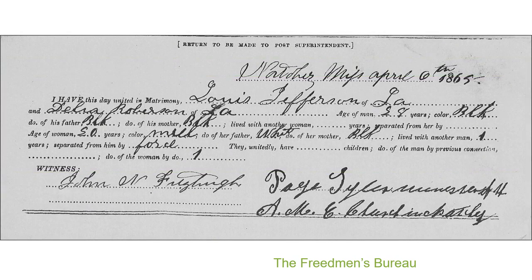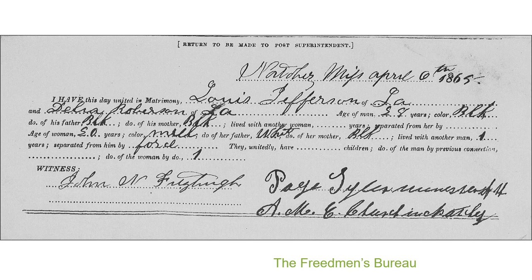Here is a marriage record from the Freedmen's Bureau collection. It is dated April 6, 1865 at Natchez, Mississippi. It states, "I have this day united in matrimony Lewis Jefferson of Louisiana and Delia Robertson of Louisiana. Age of man, 28 years. Color, black. Color of his father, black. Color of his mother, black." Then the rest of his section was left blank.